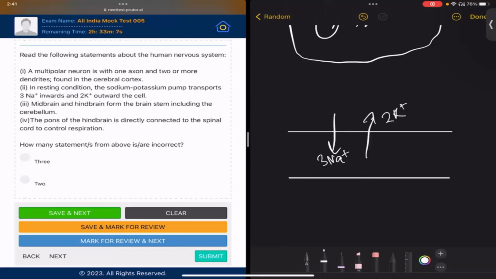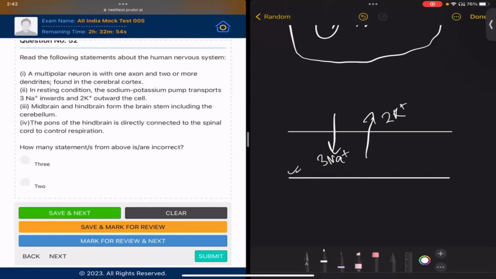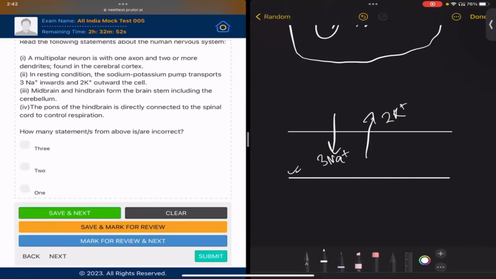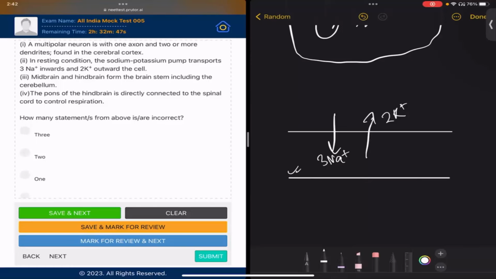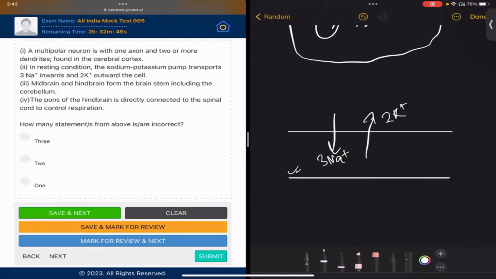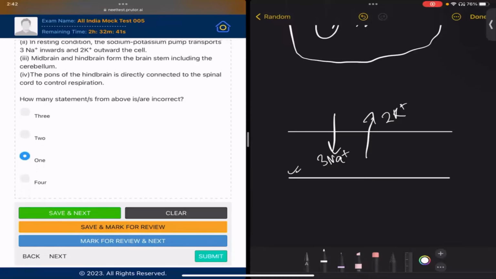हम लोग बेसिकली क्या करते हैं, रेस्टिंग स्टेट में अंदर नेगेटिव होता है इसको पॉजिटिव करते हैं. ओके, सो दिस इज करेक्ट. दिस इज आल्सो करेक्ट. ओके. तो मिड ब्रेन एंड हिंड ब्रेन फॉर्म द ब्रेन स्टेम including the... no, cerebellum is not in the brain stem. So third option would be incorrect. Third statement, the pons of the hindbrain is directly connected to the spinal cord to control respiration. Pons is actually involved in respiratory control. So only one statement is incorrect. That is statement number 3, and hence option number 3 would be the answer.